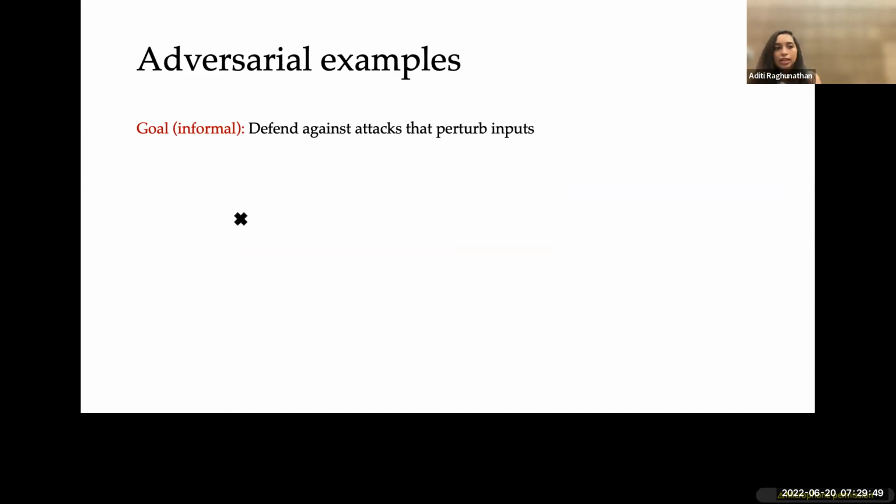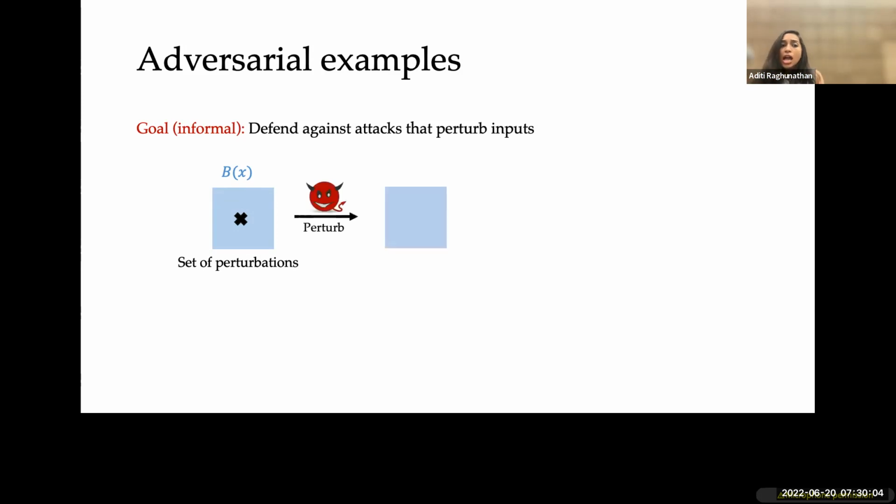So usually we have a test input that we want to do well on. But instead of just looking at that test input, we define a set of perturbations that we denote by B of X. So there are perturbations around this test input X. And we allow an adversary to perturb this input to any point within this set. And we want to make sure that the model gets this right. That's the goal in adversarial examples.